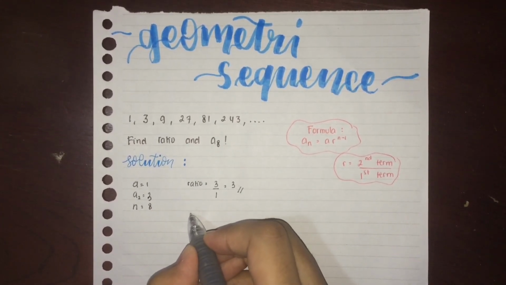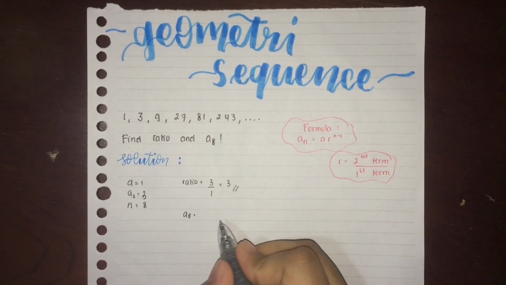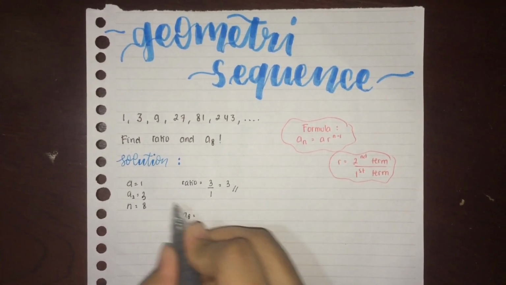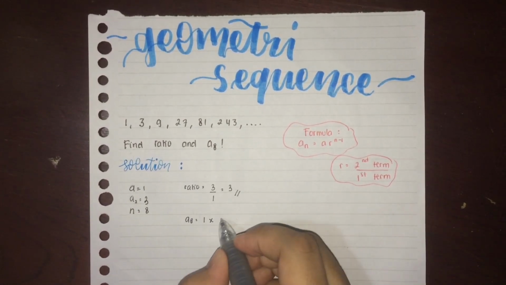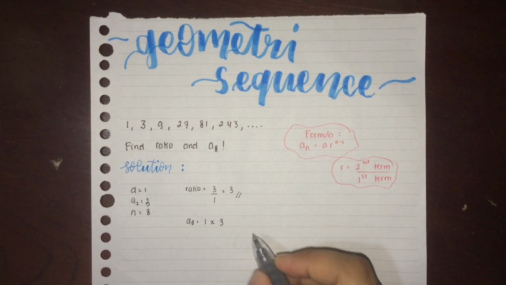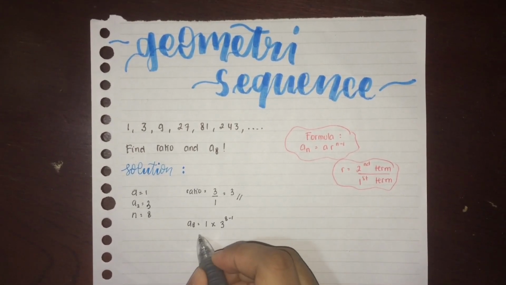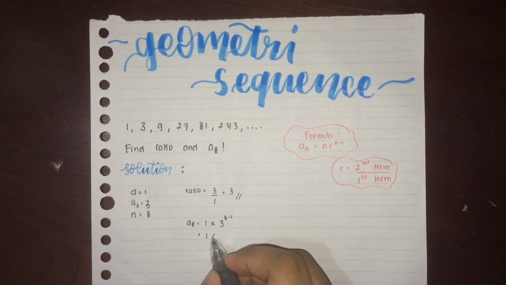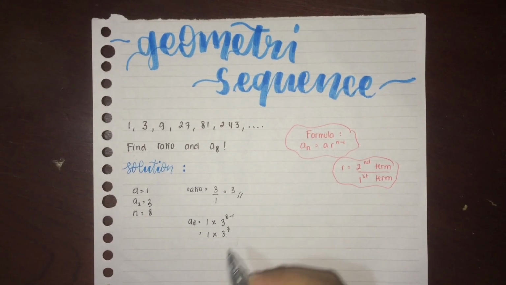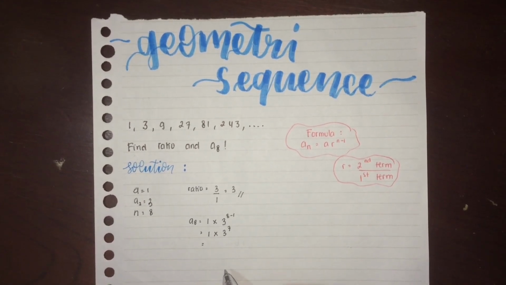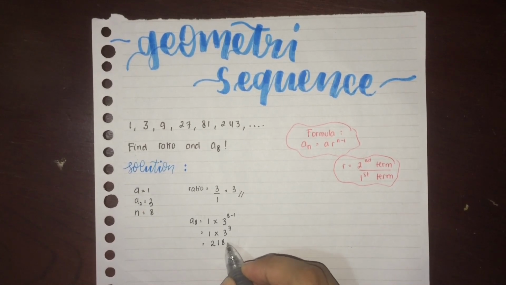And now, go to the 8th term. We use this formula. a is 1 times the ratio, which is 3, to the power of n, which is 8 minus 1. So, 1 times 3 to the power of 7 is equal to 2187.